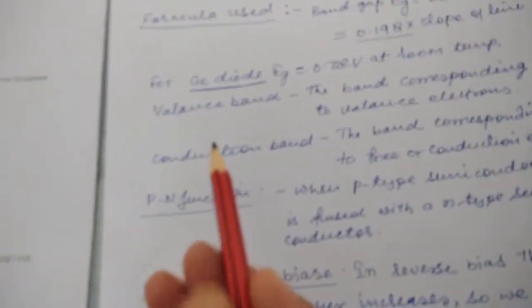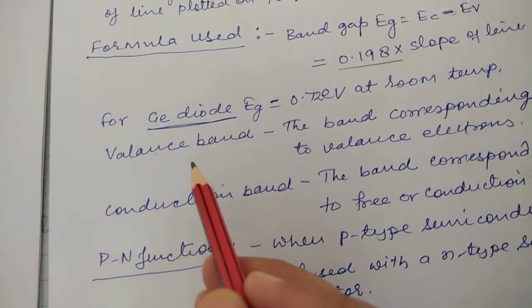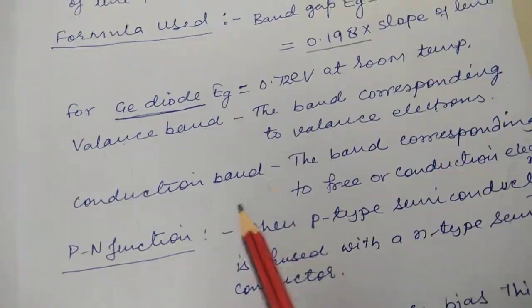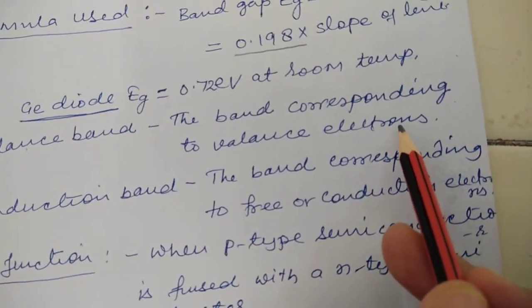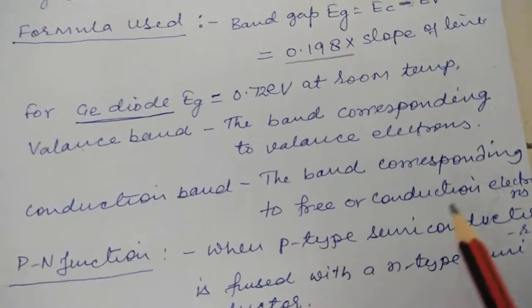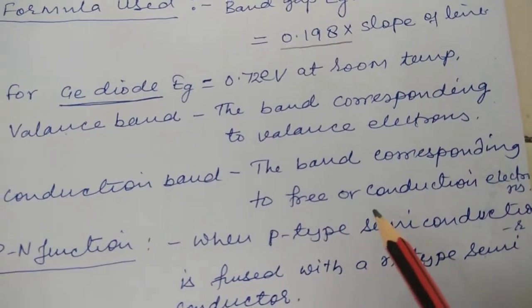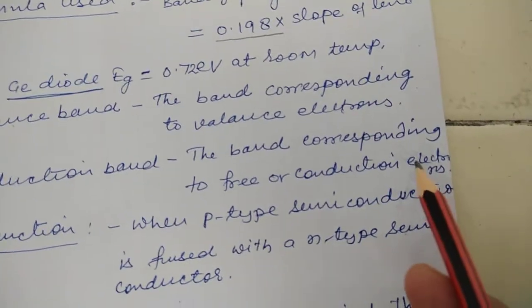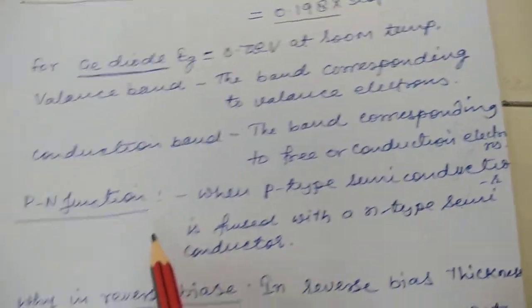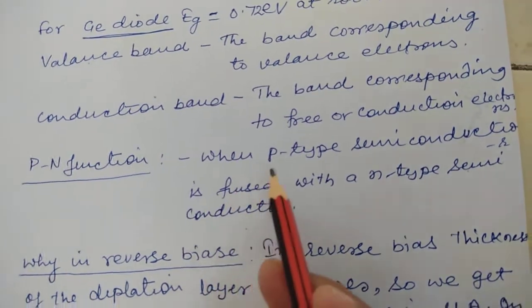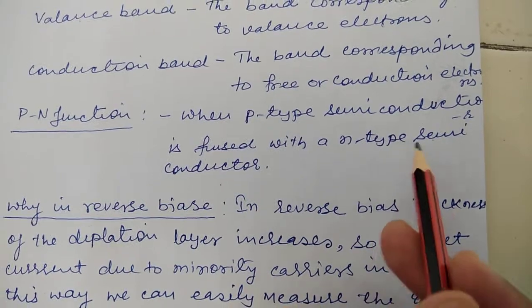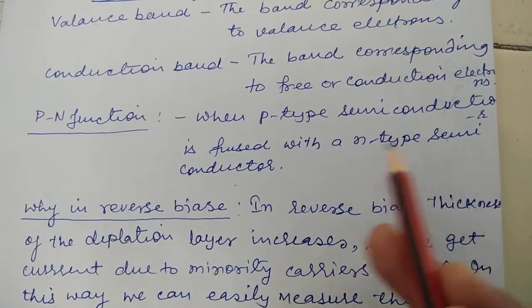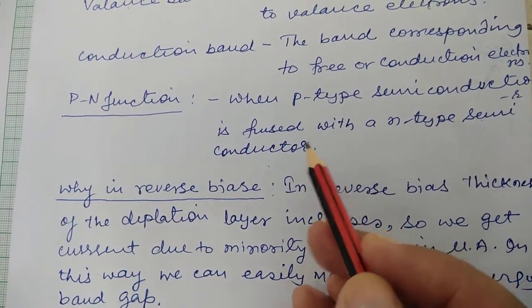Now, to understand the concept, we have to know valence band and conduction band. The band corresponding to valence electrons is known as valence band, and the band corresponding to the free or conduction electrons is known as conduction band. Then PN junction: when P-type semiconductor is fused with a N-type semiconductor, we obtain a PN junction diode.